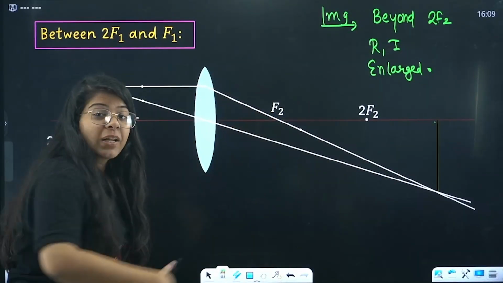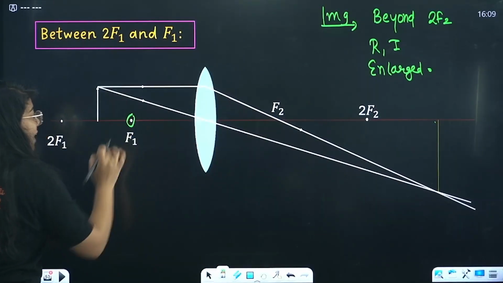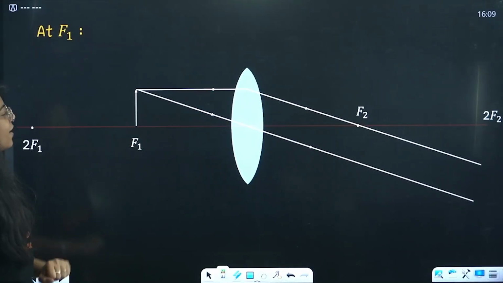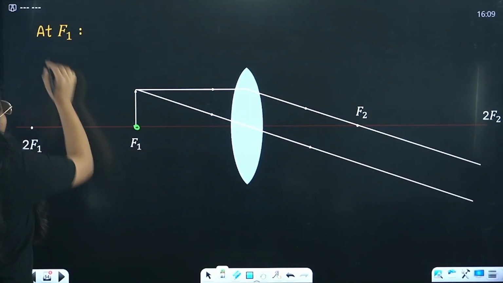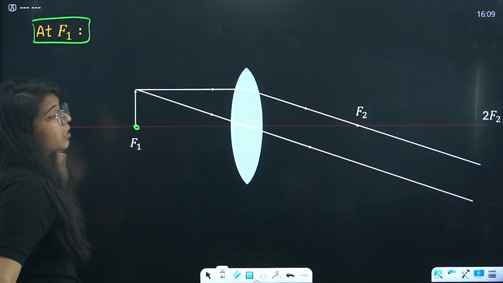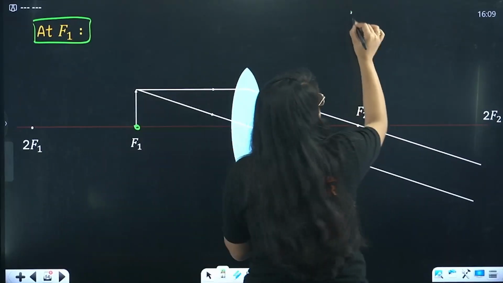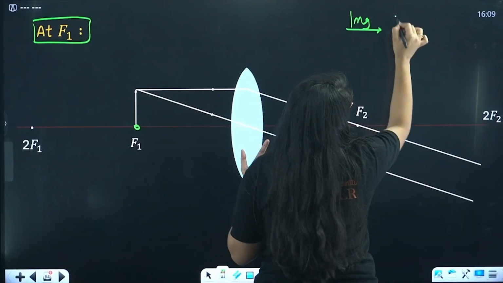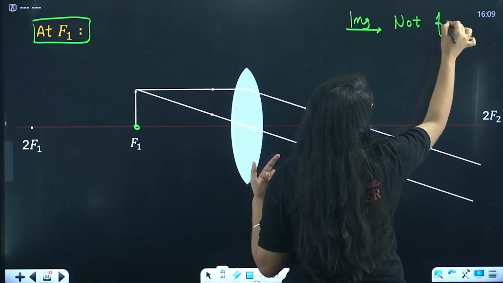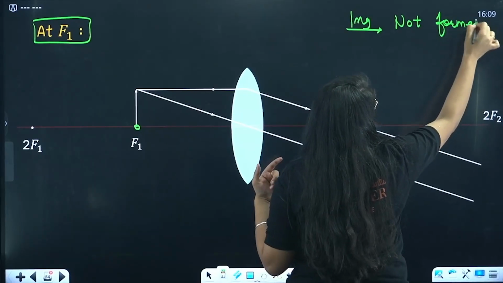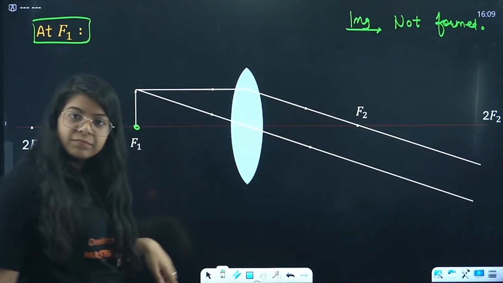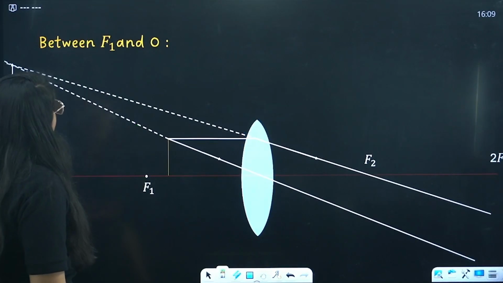Understood. Now bring the object closer. It will be at F1. So it is now at F1. The object is at F1. The image will not be formed, just like in our concave mirror. Done. Next, beta, more closer.